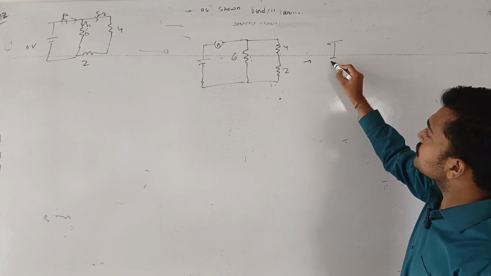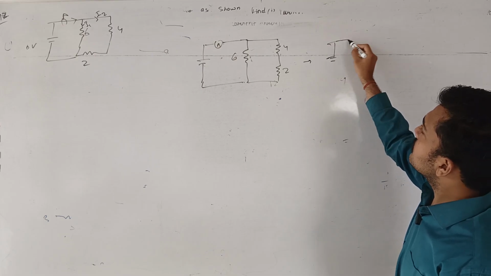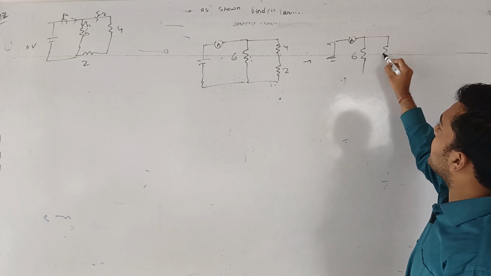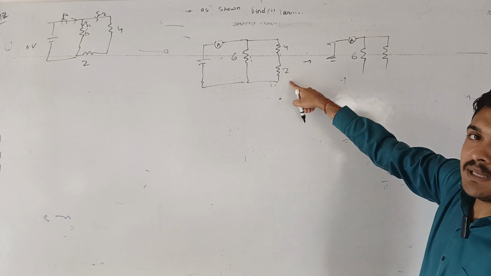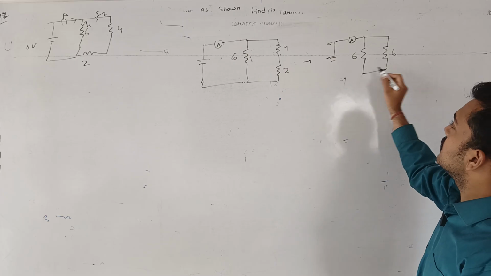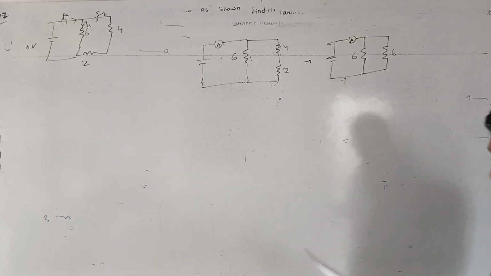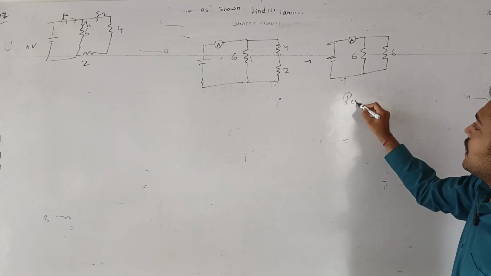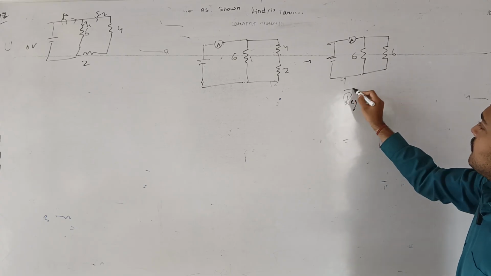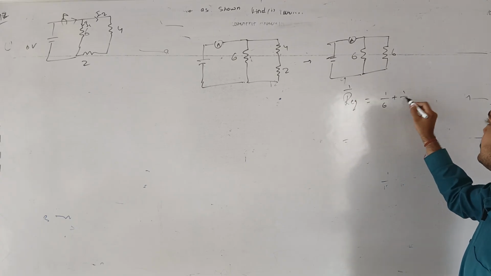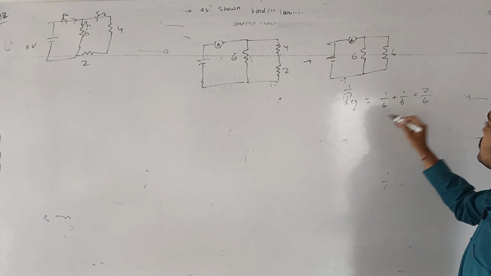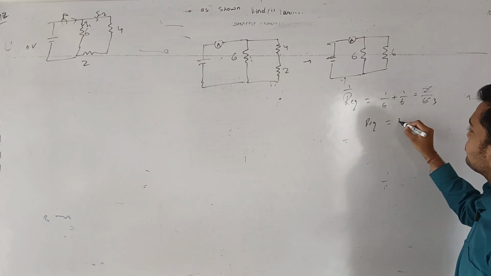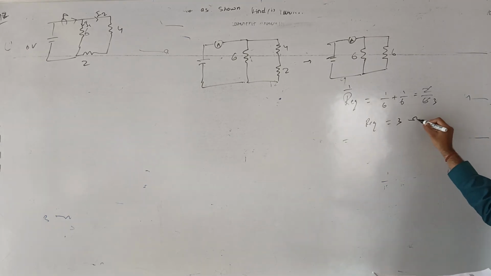So from now we can see we have a 6 ohm resistance, and here we have 4 plus 2 is 6 ohm resistance. And therefore the 2 6 ohm resistances are in parallel to each other. So R equivalent will be: 1 by R equivalent is 1 by 6 plus 1 by 6, which is equal to 2 by 6. So R equivalent is equal to 3 ohm.